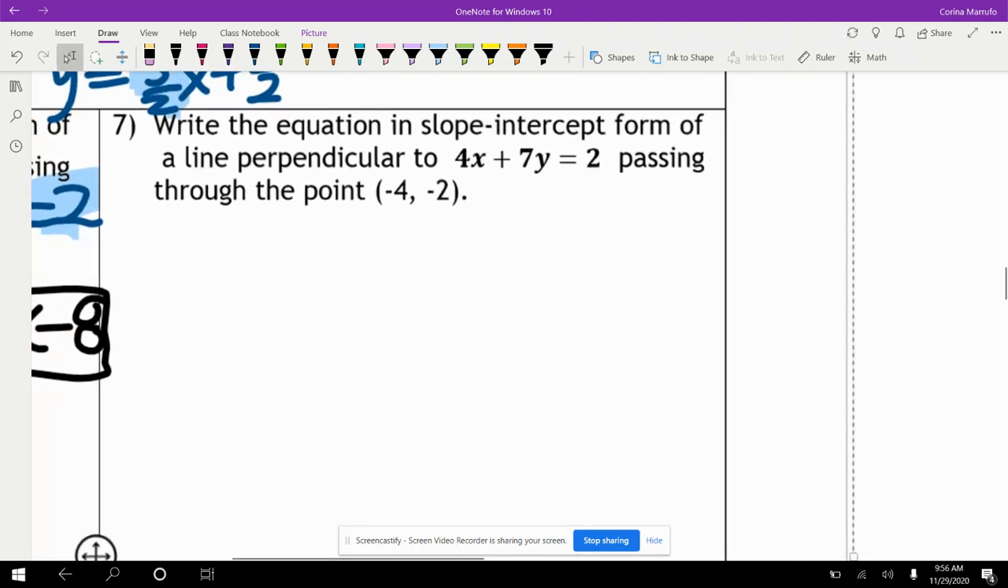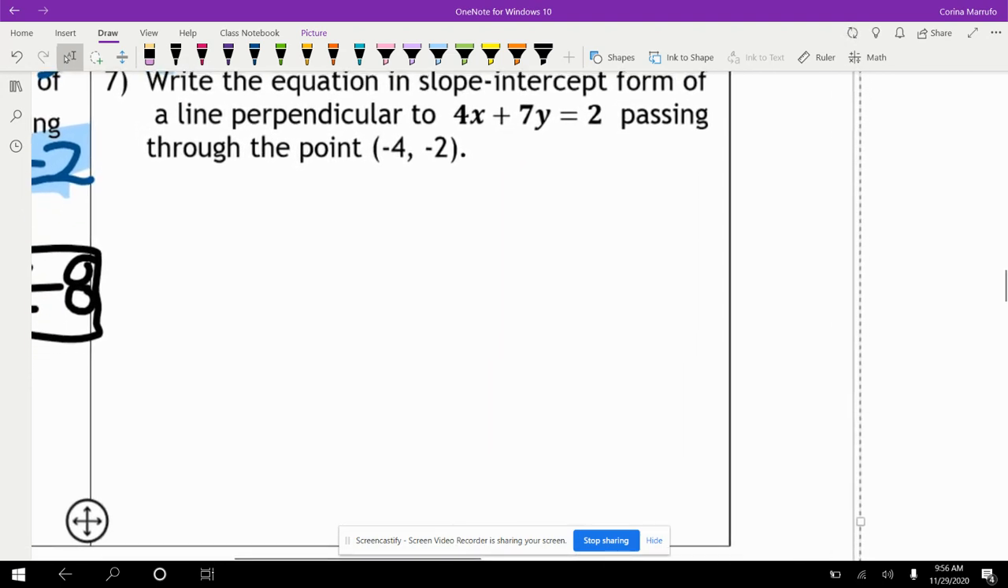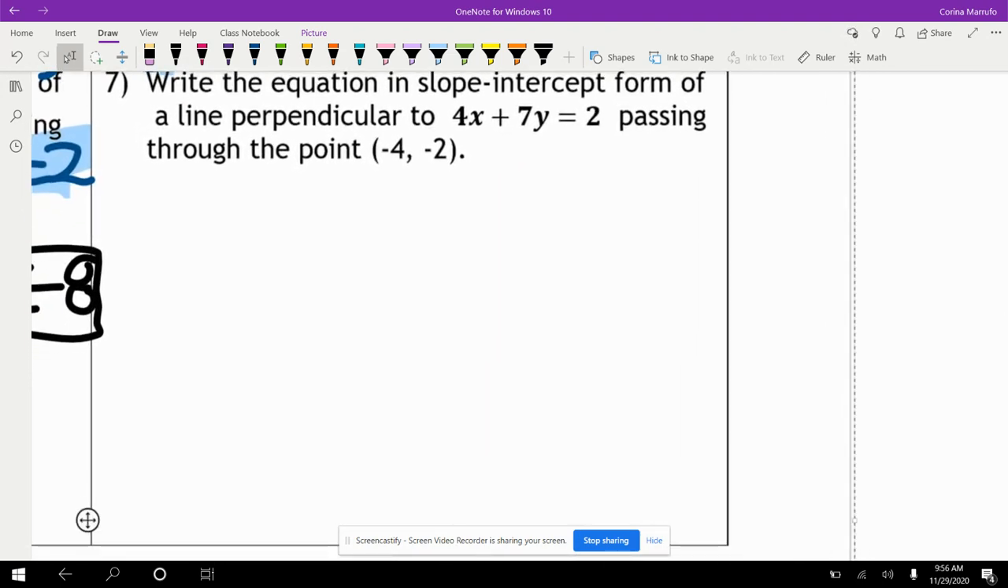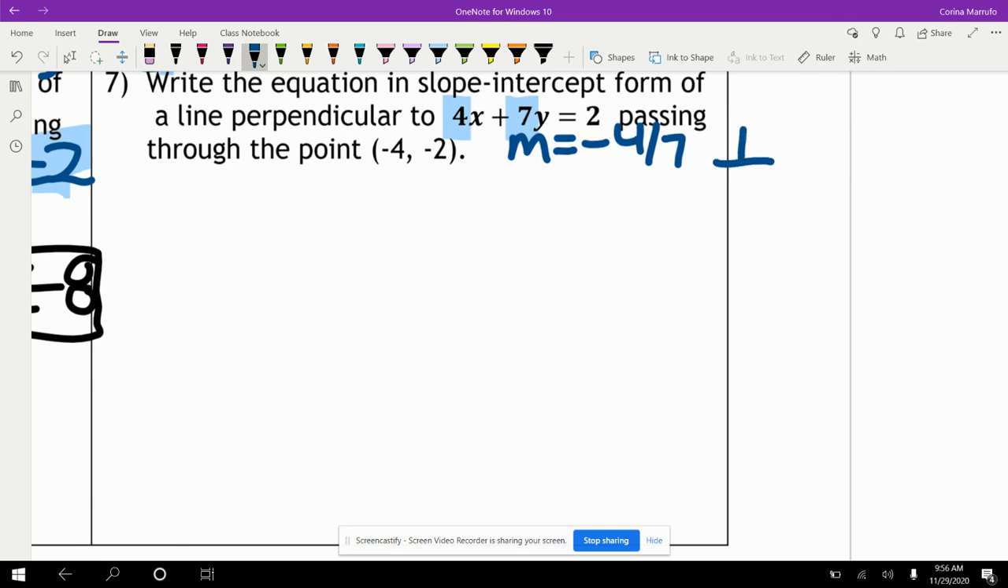It says write the equation in slope-intercept form of a line perpendicular to this one. Now this time they give us the equation in standard form. So to find the slope, we're going to do negative 8 over b. So m equals negative 4 over 7. Okay, so that's the slope for this one. So the perpendicular slope is going to be 7 over 4. This one is negative and this one is positive.